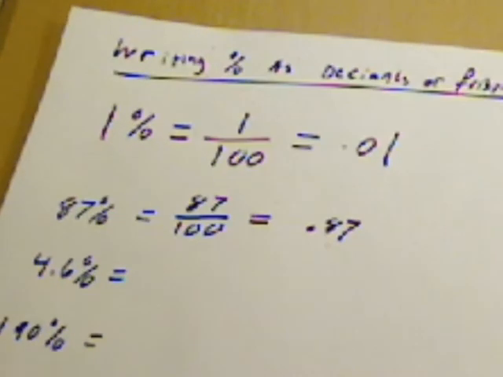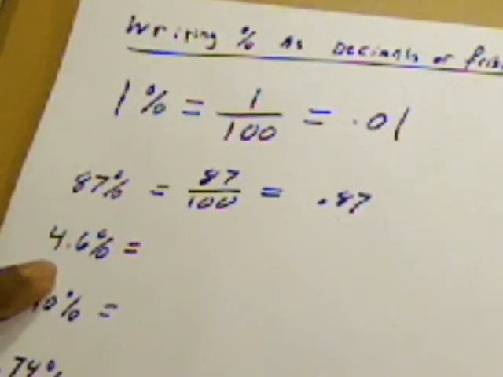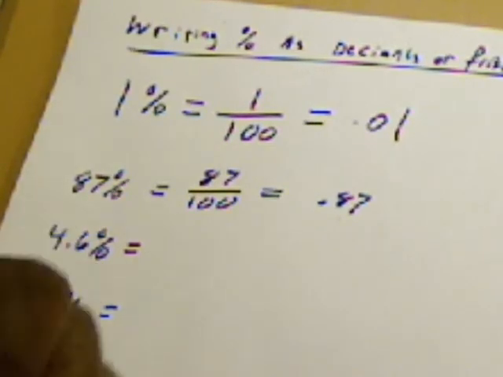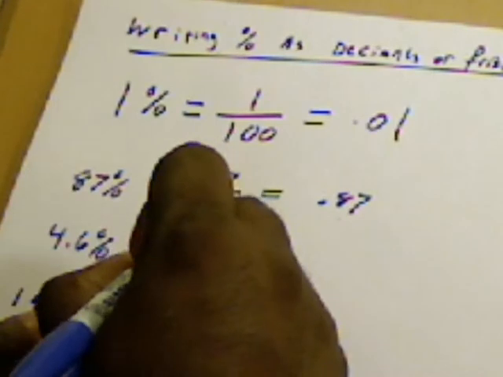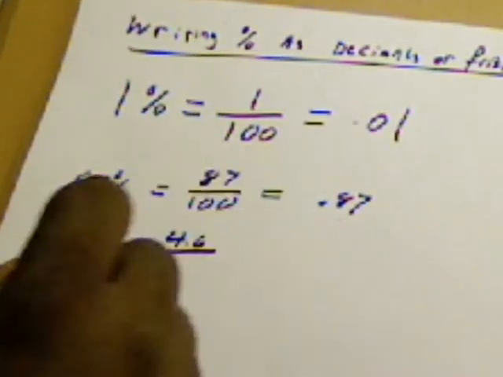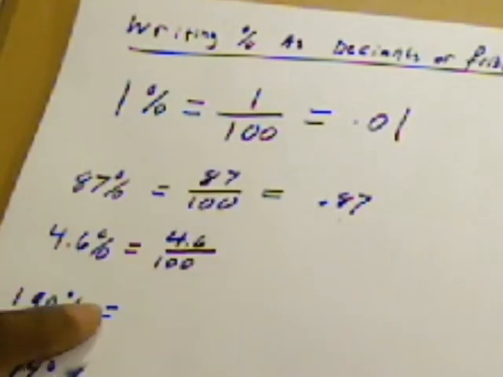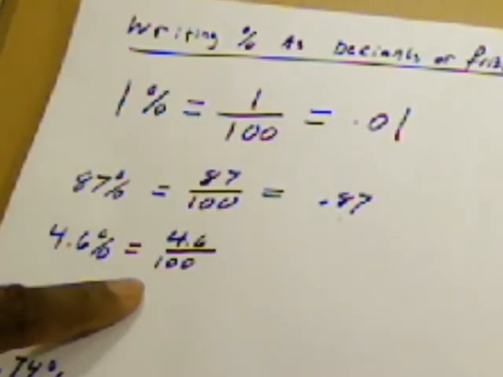Let's take a look at a different one here. How about 4.6%? How will we do that? Well, drop the percent sign. 4.6 over, yeah, you're on a roll, 100. So we got 4.6 over 100.